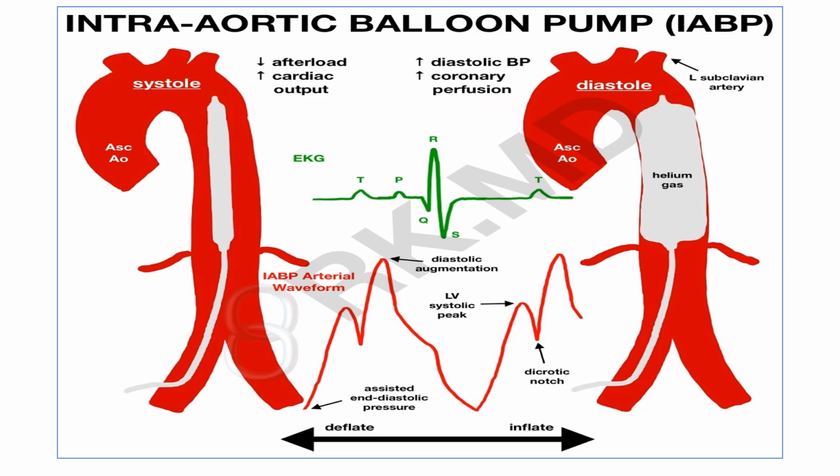From this picture it is clear that during systole the balloon will deflate so that more blood will go into the systemic circulation. So it decreases the afterload and increases the cardiac output. In diastole, the balloon will be inflated so that more blood will go into the coronary arteries. So it increases the diastolic blood pressure and increases the coronary perfusion.